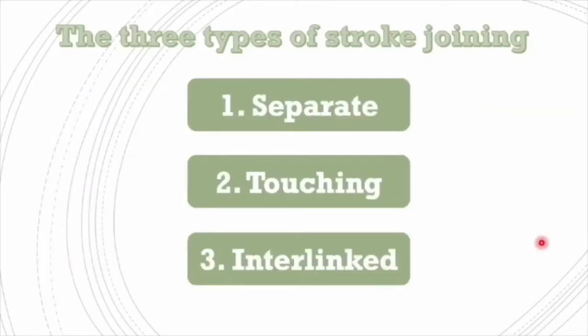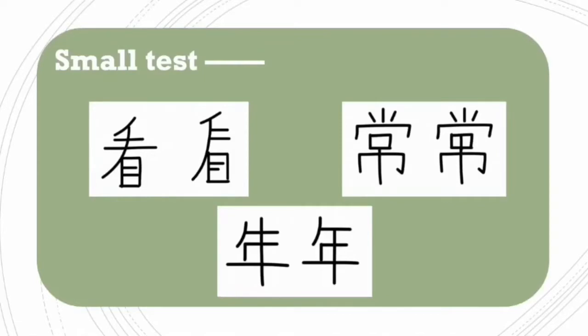Okay, here are the three ways that strokes can join together to make a character: separate, touching, and interlinked. When you write characters, you should pay attention to how the strokes join together. Here's a test for you guys. It's the same as the last class task.